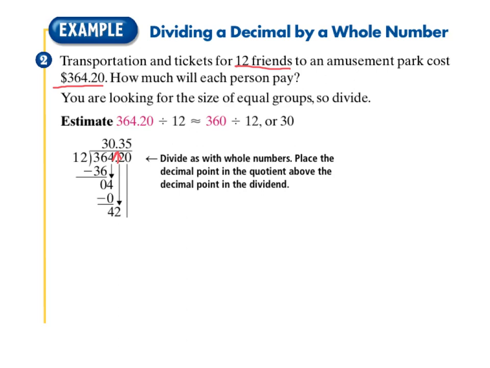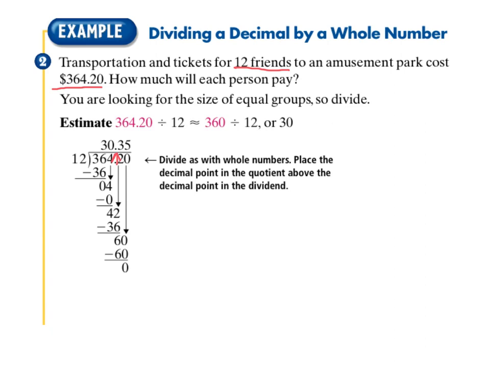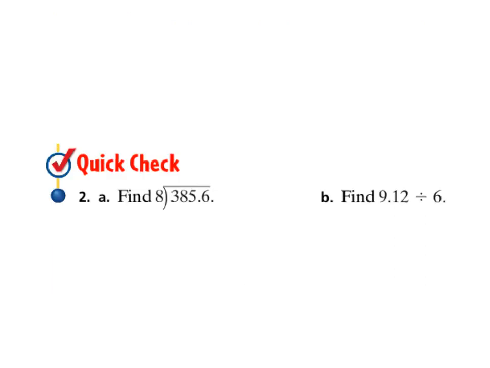Now we're on the other side of the decimal point. 12 goes into 42 3 times, multiply down and subtract. That gives us 6, bring down the 0, because of 60. 12 goes into 60 5 times, multiply down and subtract, and it gives us a 0. So each person will pay $30.35 for transportation and a ticket. To check for reasonableness, $30.35 is close to 30, so that's reasonably close to our estimate, so we probably did it correctly. Pause the video and do these two in your notebook.